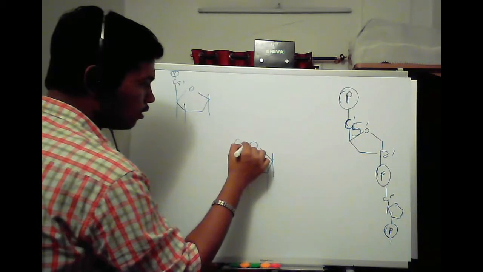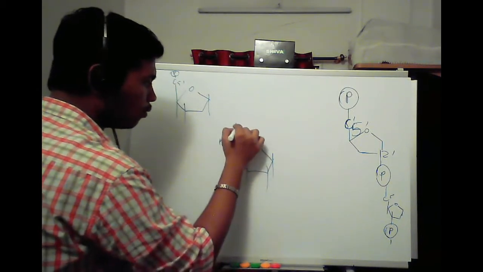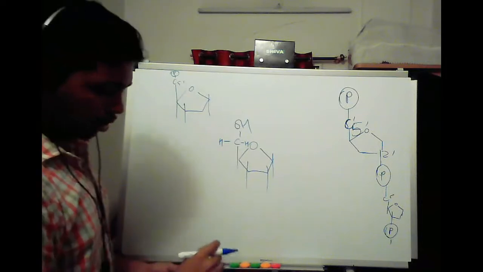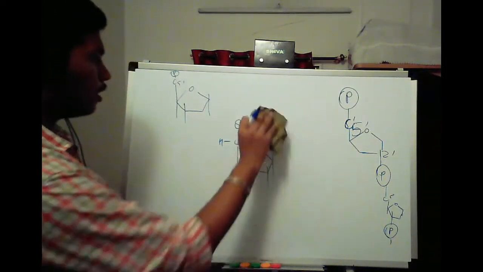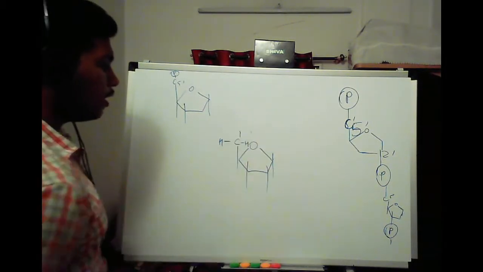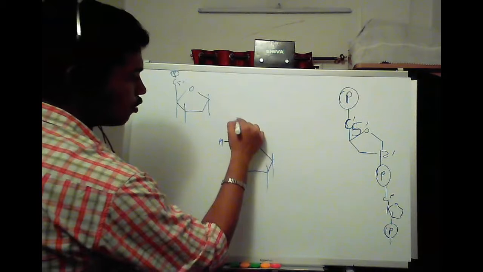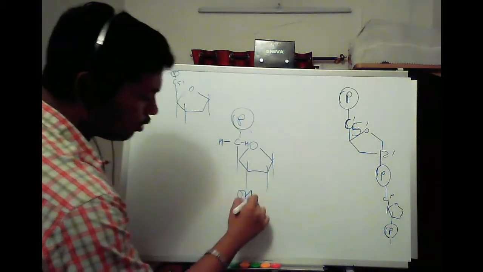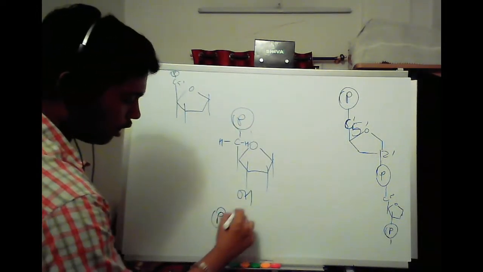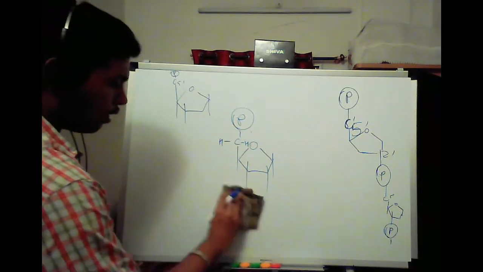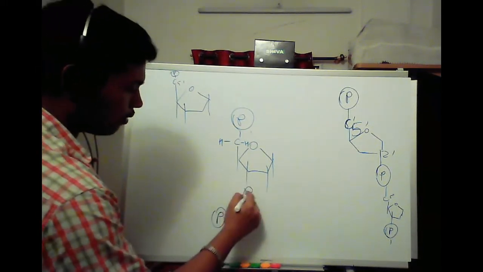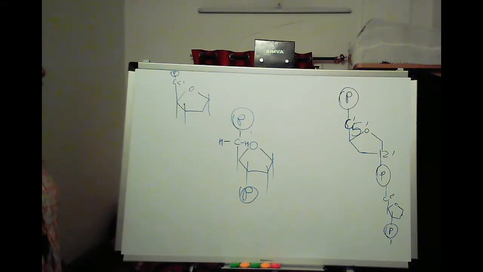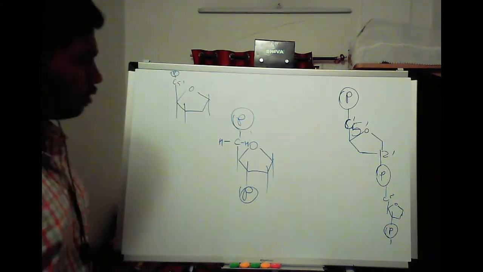This C has H and H over here and OH over here. Phosphate comes over here, takes away the OH, removes the OH and joins itself over here. That's how phosphate joins. Same joining over here. This OH is over here. Phosphate comes to its position and replaces the H. Okay, that's how phosphate joins.